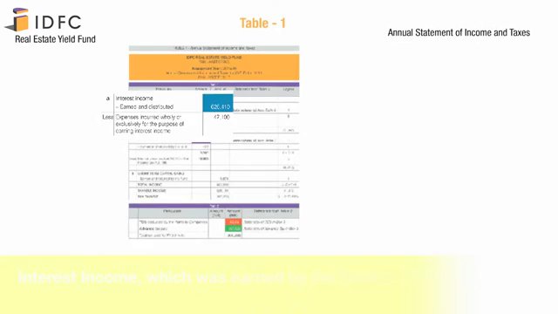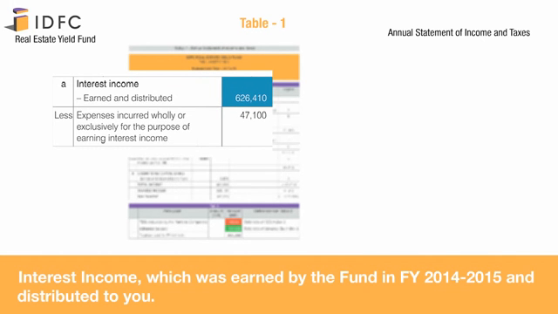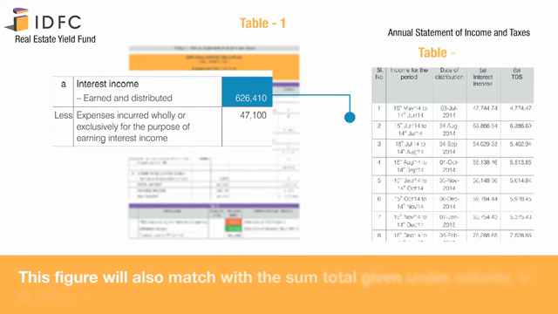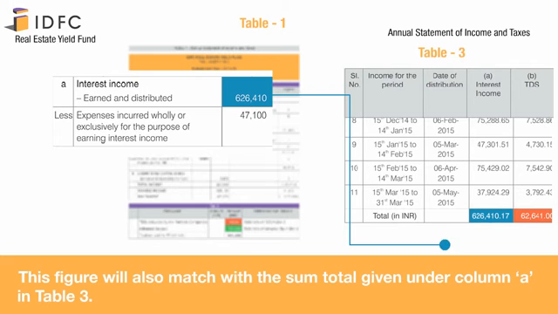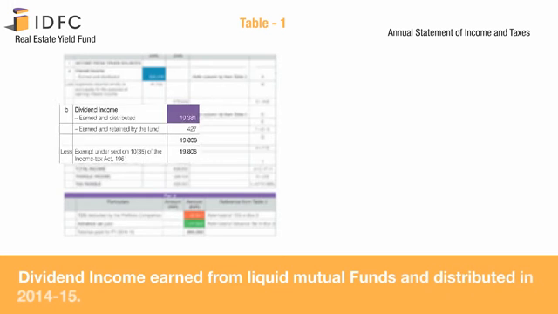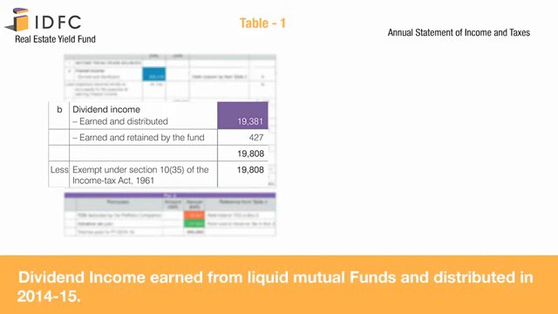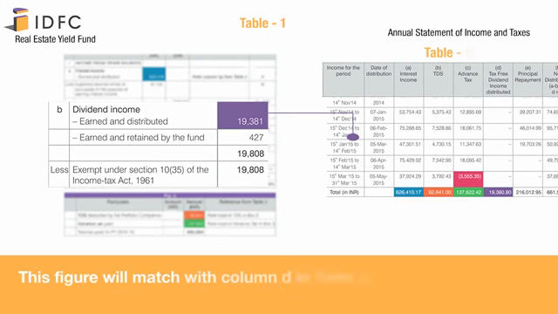The first figure here is the interest income, which was earned by the fund in financial year 2014-2015 and distributed to you. This figure will also match with the sum total given under column A in Table 3. The second figure is dividend income earned from liquid mutual funds and distributed in 2014-15. This figure will match with column D in Table 3.